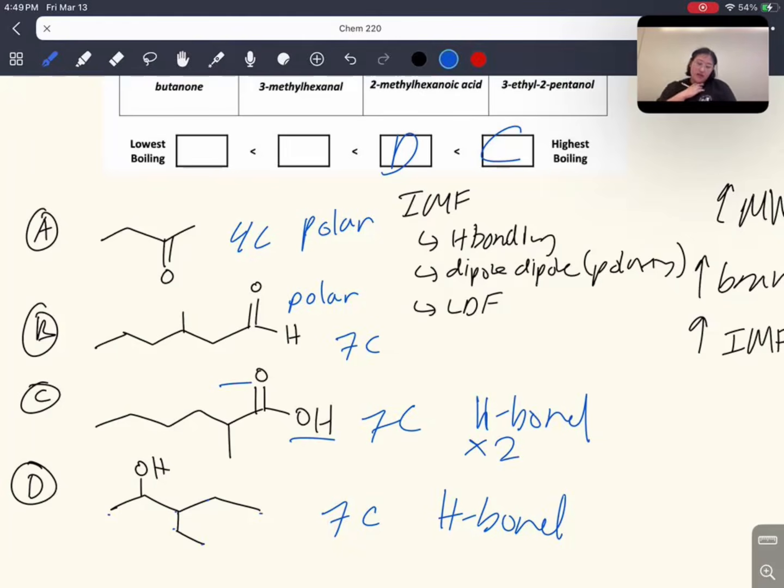Okay, and then finally, if we're comparing between A and B, B would be higher not only because it has a higher molecular weight. It has seven carbons compared to four. Also, a CO bond from an aldehyde is going to be more polar than it is for a ketone, because for a ketone you have two carbon groups and we know that alkyl groups are electron donating versus hydrogen which isn't. So that's also why B would have a higher boiling point than A.